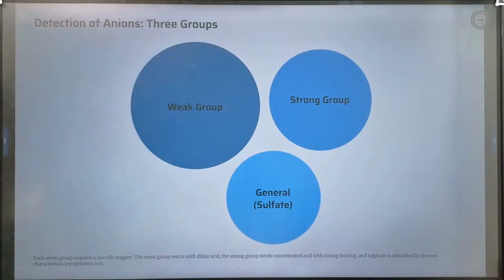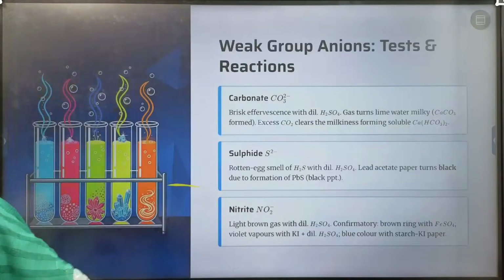Okay. So the next one, you can go and analyze for the anions and the cations, using the wet test. And anions, we usually classify as the weak group of anions, the strong group of anions, and the general anion, which is usually sulfate, SO4 2 minus. And how do we usually analyze these groups of anions?